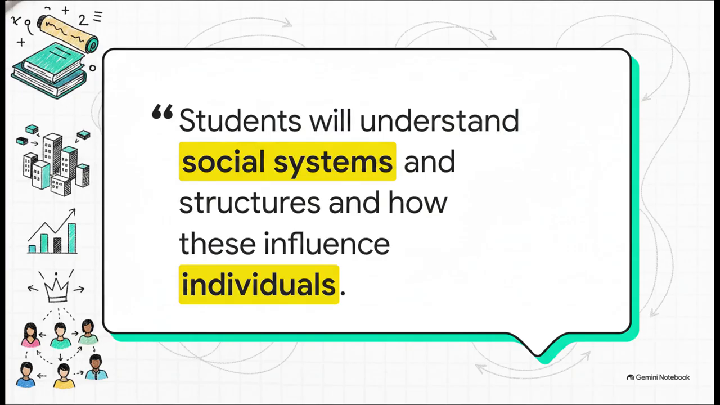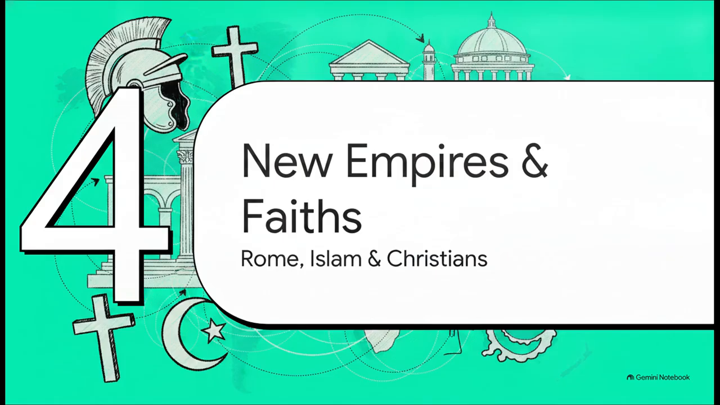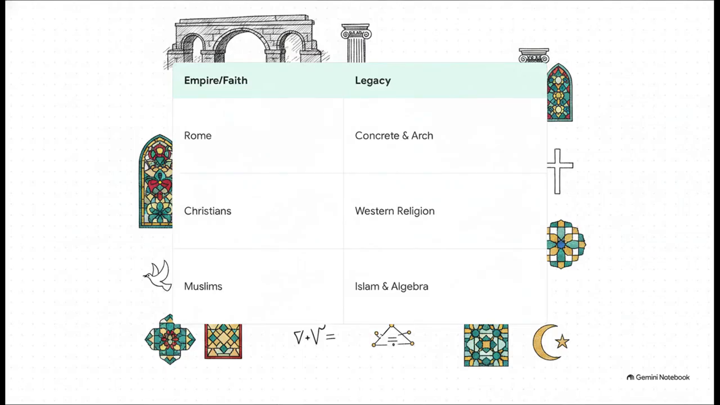social structures. All right, Part 4, New Empires and Faiths. Unit 4 covers Rome, Christianity, and Islam. Here, we are looking at a massive clash of physical engineering and deep spiritual thought over a 10-week deep dive. The Romans, well, they were master engineers. They built literal empires with new inventions like concrete and the arch.